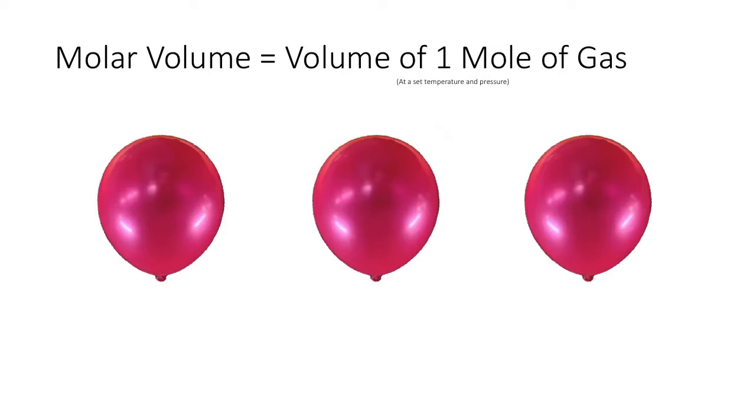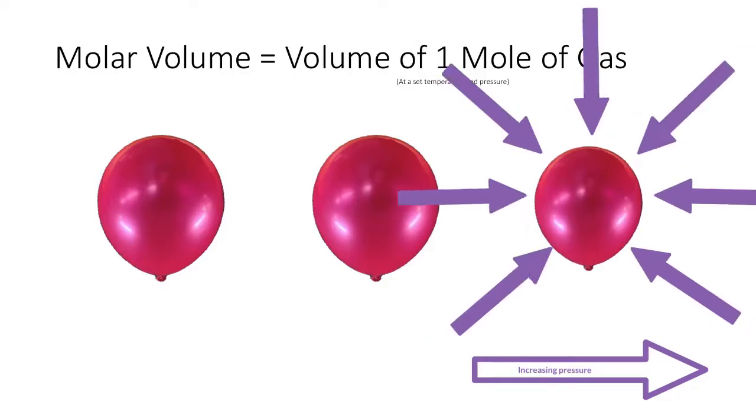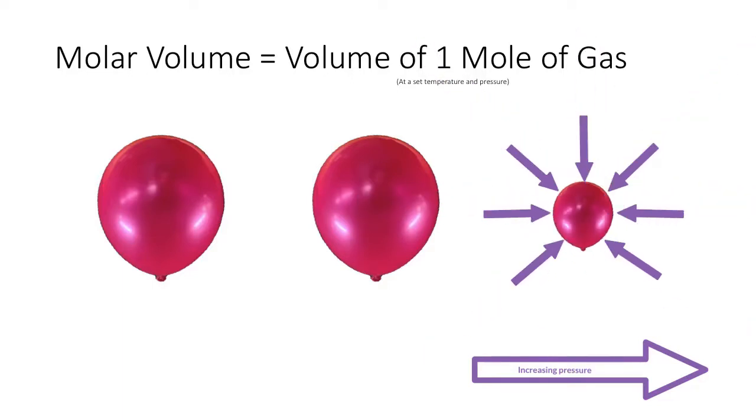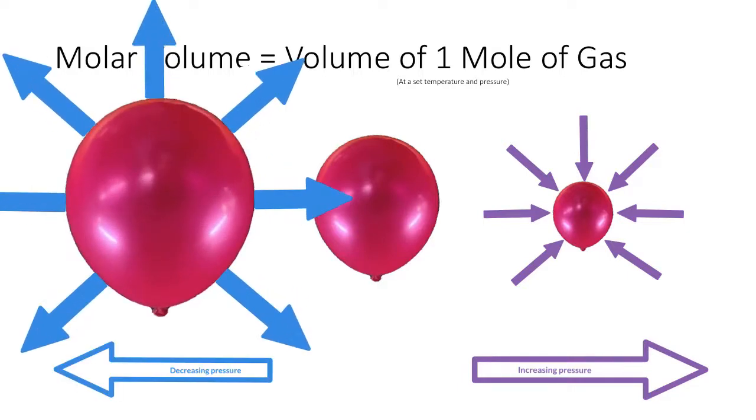Firstly, an increase in pressure. When an external pressure is applied, the pressure pushes on the sides of the balloon, causing the volume to decrease. We've still got the same number of particles there, they're just closer together. When the pressure is reduced, the gas expands and the volume increases. Still the same number of particles, they're just further apart. So these changes are why we need to make sure we know the temperature and pressure at which we're working, because the molar volume will vary depending on the temperature and pressure.